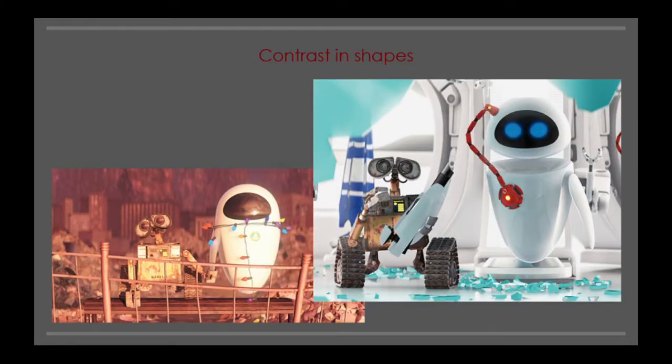Or perhaps more known is Wall-E. Wall-E and Eve are great examples of contrast. Their movement evokes their shapes. Eve is free, moving around graciously, while Wall-E needs to make automatic and robotic movements.